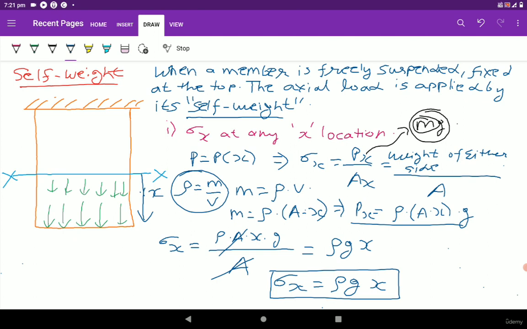Now moving forward, let's see how the stress is varied in this section. Let me erase this first. So what is the stress distribution during this self-weight condition? It will be better to give an overview.